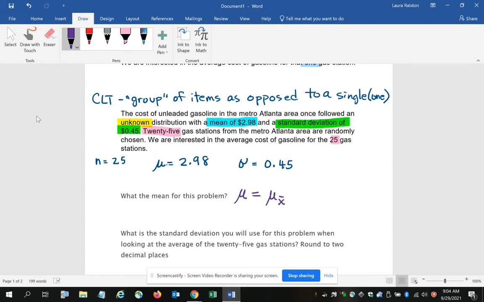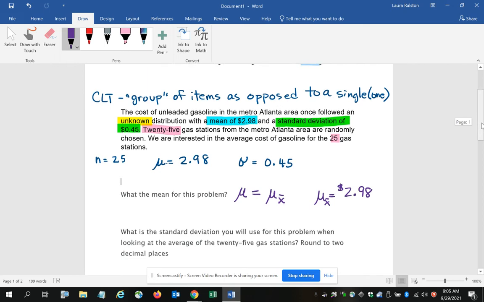Okay, so in this problem, that means my mean is still $2.98. The mean is the same. Again, that's a consequence of the central limit theorem.